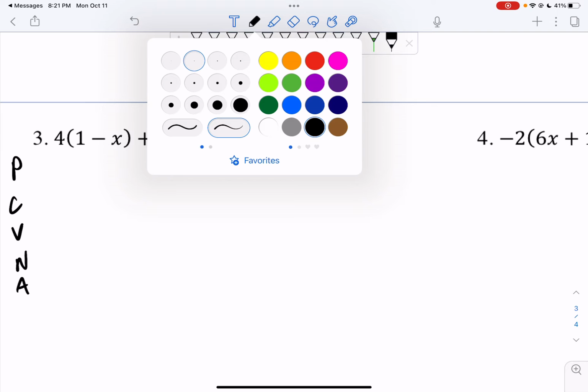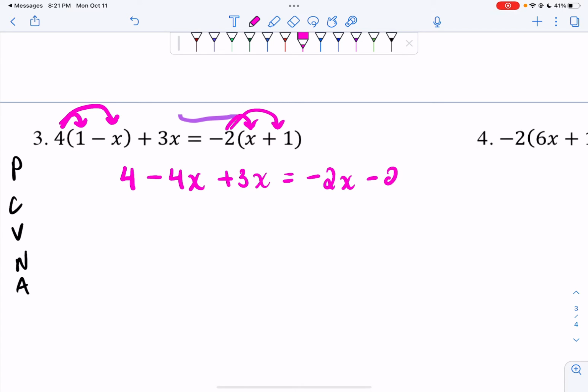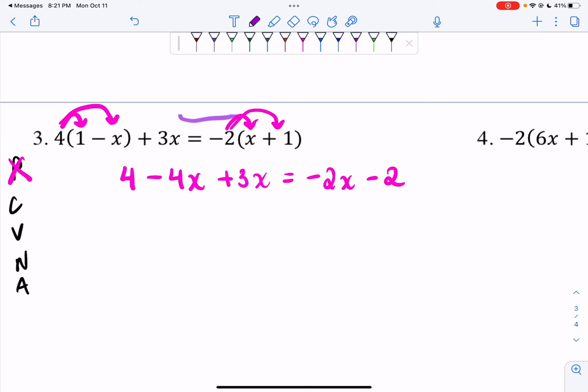The first thing we have to ask ourselves is, do we have parentheses? Yes, I do. So I've got to do some distribution. 4 times 1, 4 times a minus x. So 4 times 1 is 4. 4 times a negative x is a minus 4x. Then I add 3x, and that's equal to, distribute your negative 2 to x, so negative 2x, and negative 2 to positive 1, giving me a minus 2. No more parentheses, cross out that P. You know me, I love crossing things out.